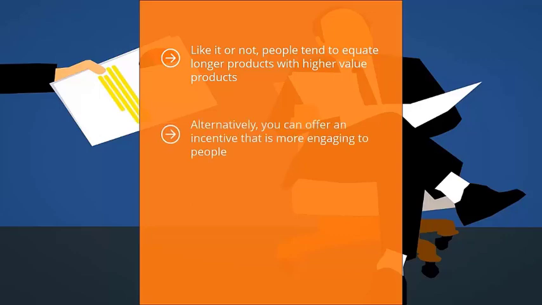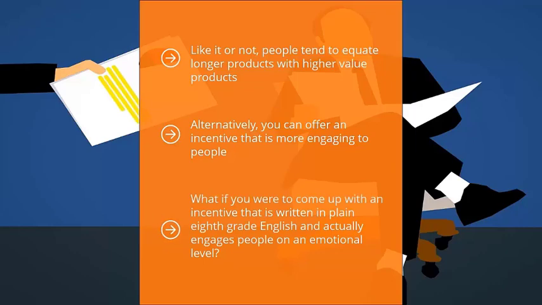Alternatively, you can offer an incentive that is more engaging to people. For example, the industry standard in your niche might involve really complicated or jargon-filled materials for all sorts of products. When you read through this, it seems like you have to be some sort of brain surgeon or rocket scientist to make heads or tails of these materials. What if you were to come up with an incentive that is written in plain 8th grade English and actually engages people on an emotional level?